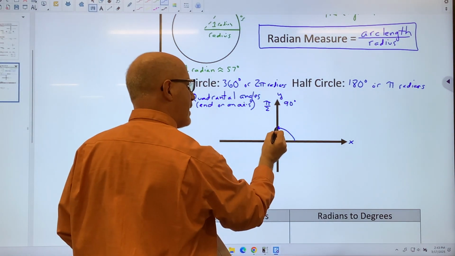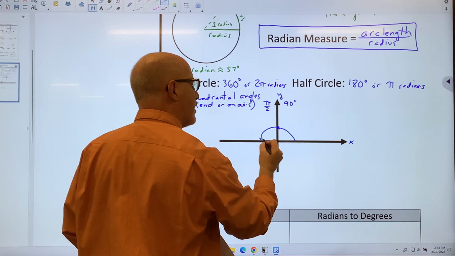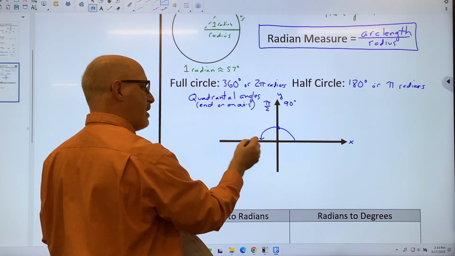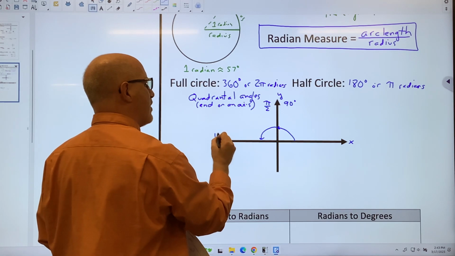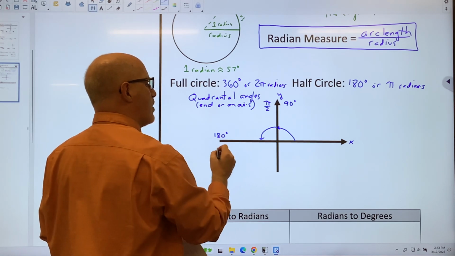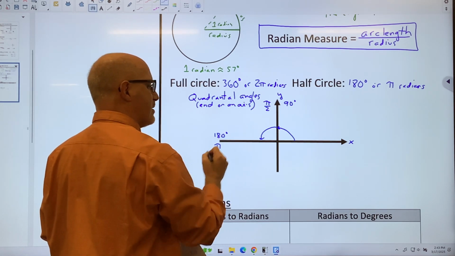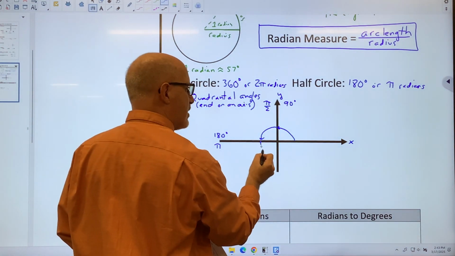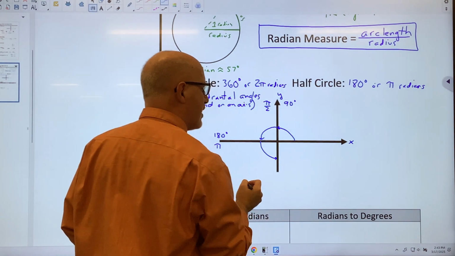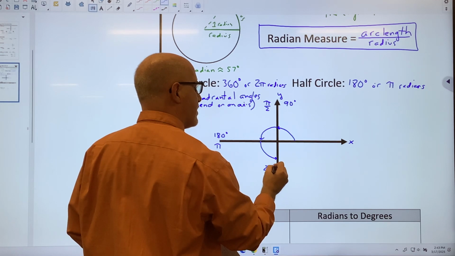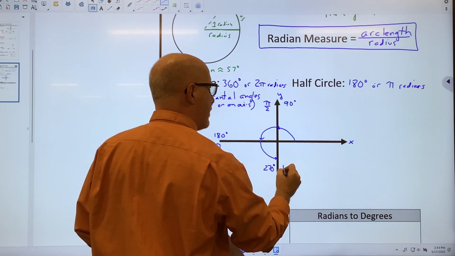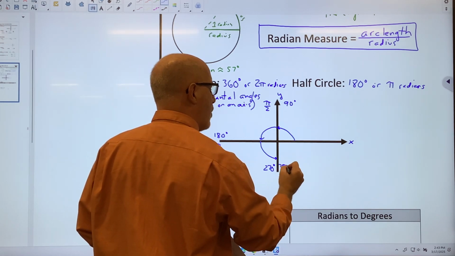If we keep coming and go all the way over to here, this angle to the other side of the x-axis, that will be 180 degrees or pi radians. And if we keep going to the y-axis here, that's going to be 270 degrees or 3 pi over 2 radians.